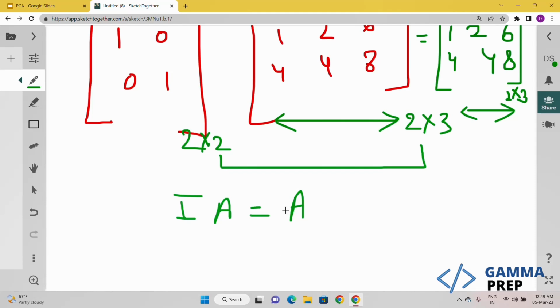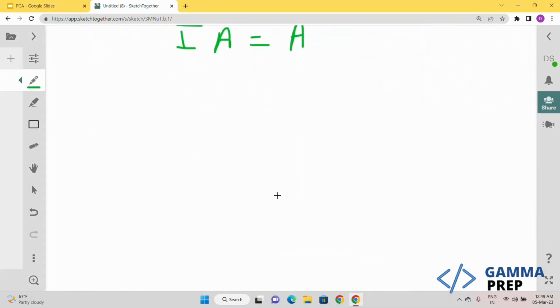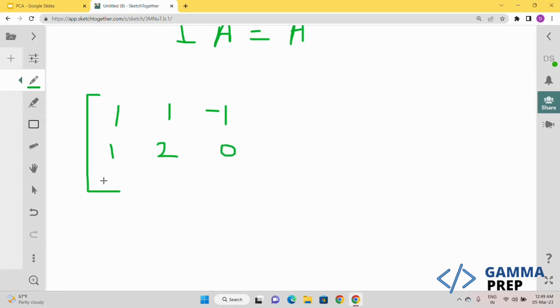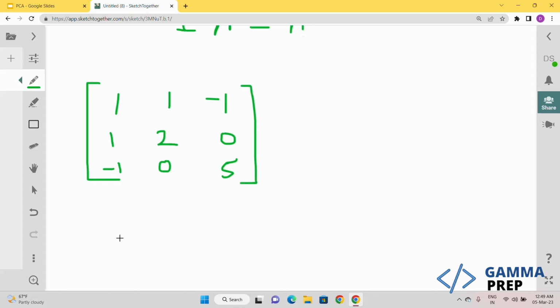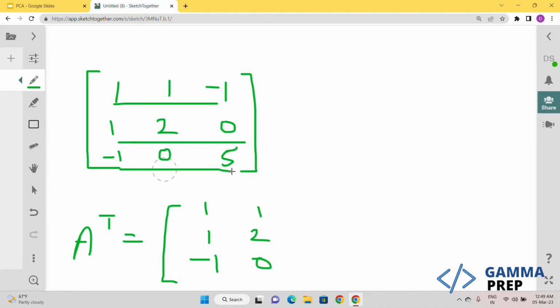Now, the next concept is symmetric and skew symmetric matrices. Let me show it with an example. If you see this matrix, try to figure out its A transpose. Basically the first row becomes the first column, so this becomes 1, 1, minus 1. I write it like this. Then the second column is 1, 2, 0. And the next column is minus 1, 0, 5.